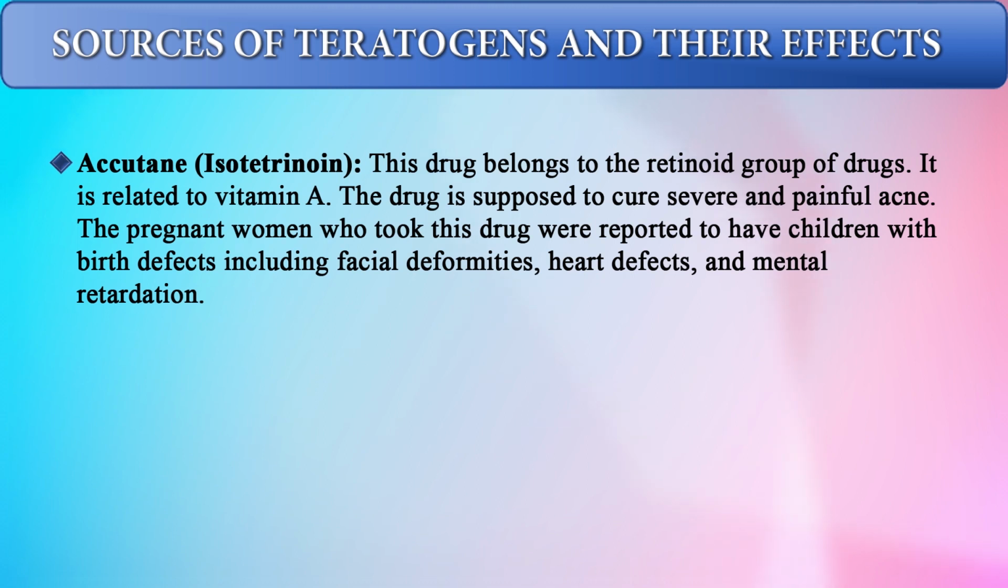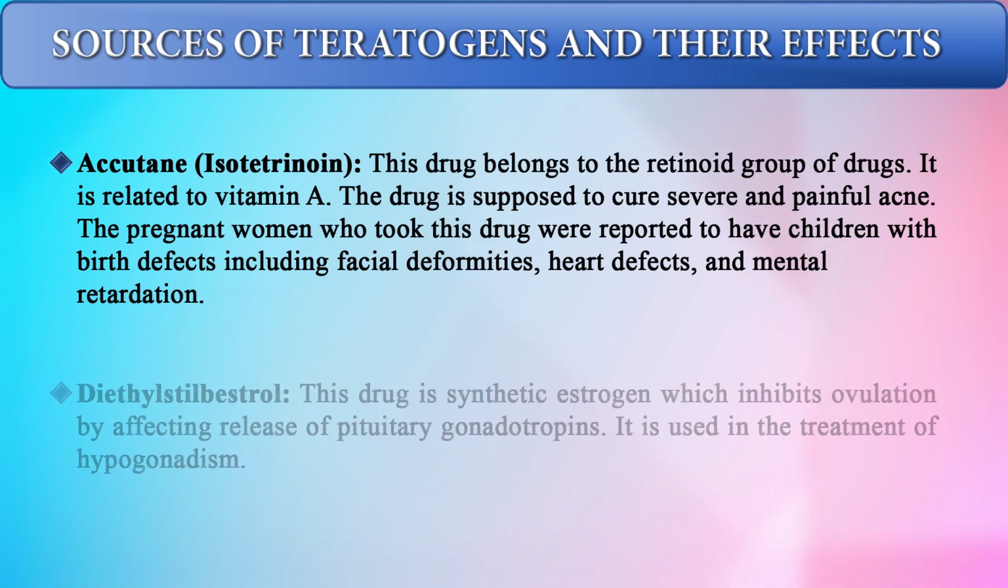Accutane, or isotretinoin. This is a drug belonging to the retinoid group of drugs. It is related to vitamin A. Normally during pregnancy, women have a lot of acne and pimples on their face, due to certain hormonal changes. So this drug was supposed to cure severe and painful acne in women, and the women who took this drug were reported to have children with birth defects including facial deformities, heart defects and also mental retardation.